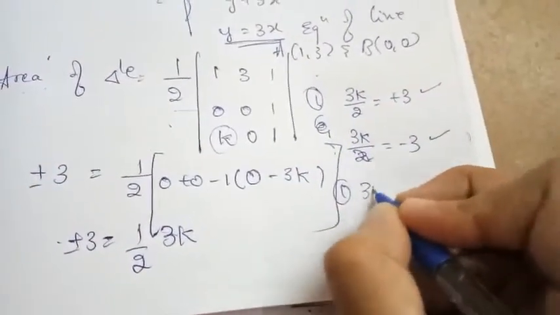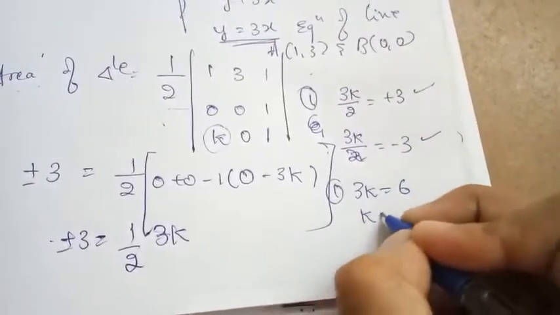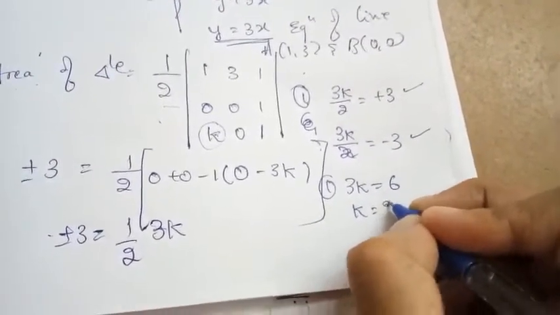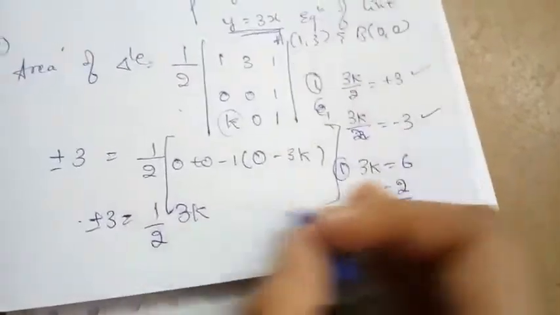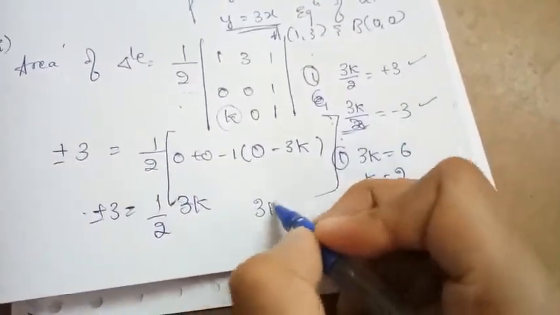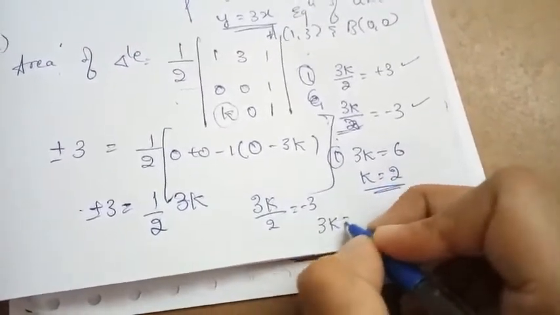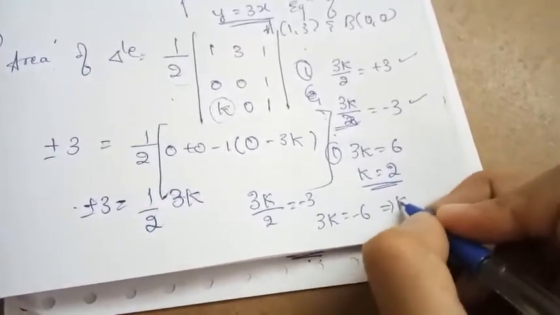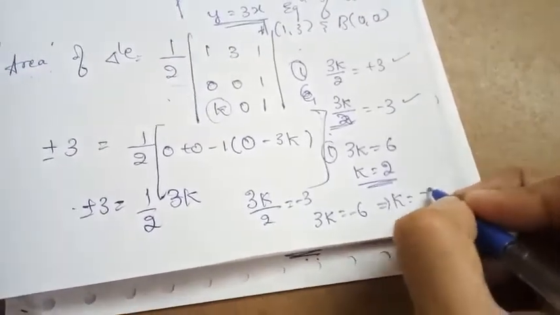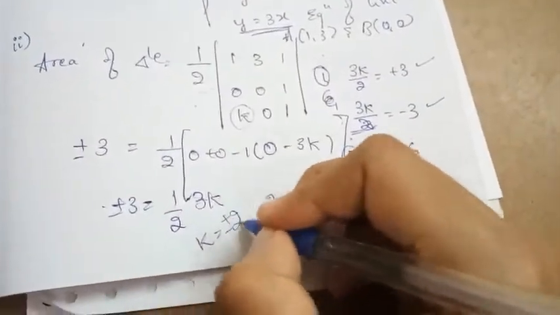That is nothing but 3k is equal to 3 into 2, which is 6. So the value of k is 6 by 3, it is 2. So one value of k is 2. Next let us solve this equation. That is 3k by 2 is equal to minus 3. Therefore 3k is equal to minus 6. This implies the value of k is equal to minus 2. So what are the values of k? Value of k is nothing but plus or minus 2.